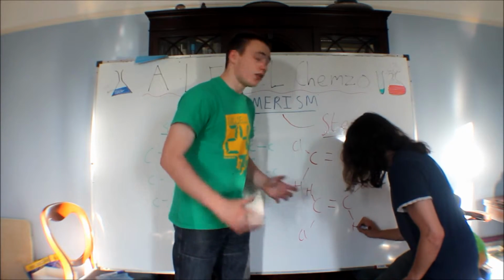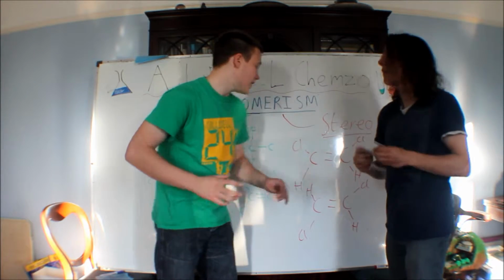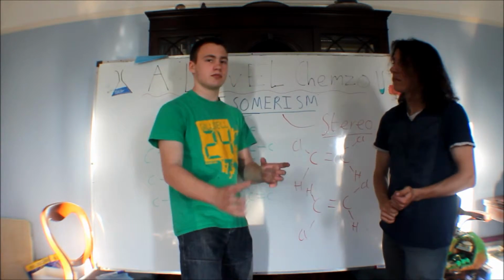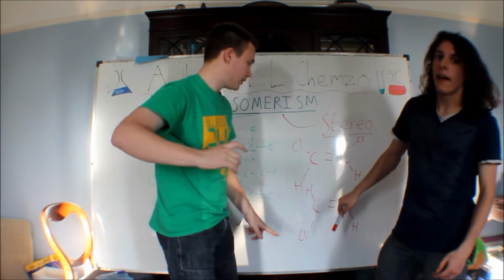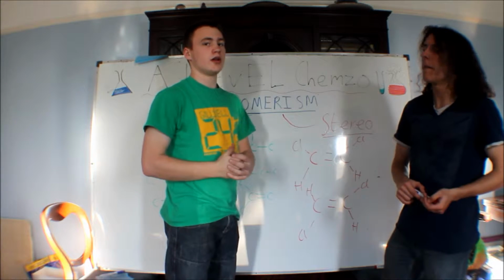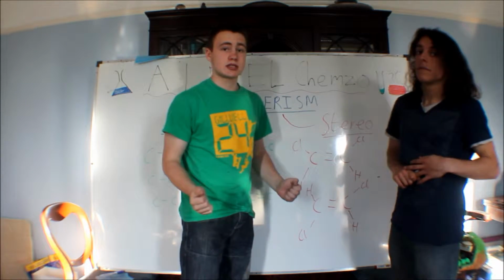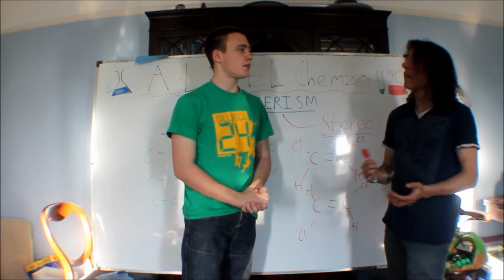Now, because the double bonds can't rotate, there is no way of, if you imagine picking this up and grabbing it, twisting it into the other. You can't change that into that. But they are the same molecular formula. Now which one's cis and which one's trans, and how do you remember it?